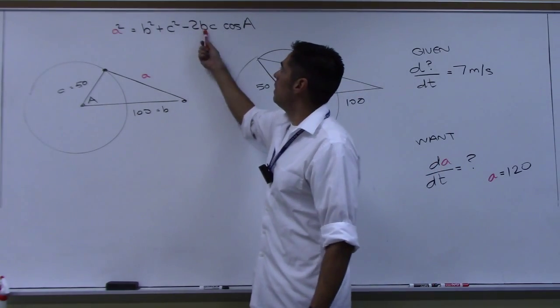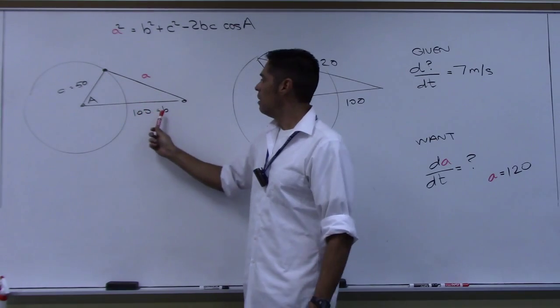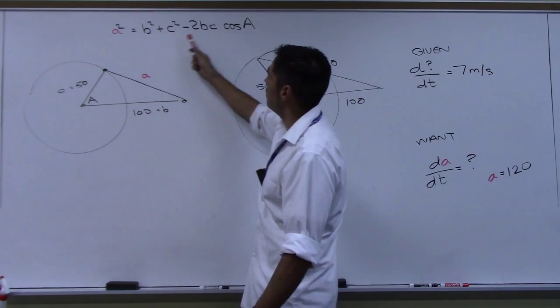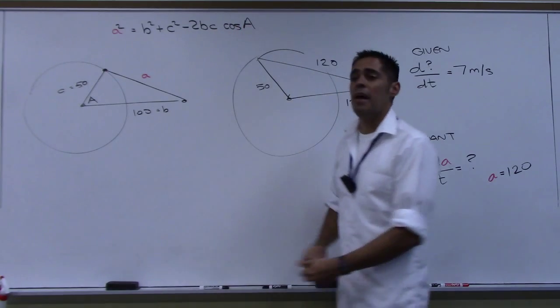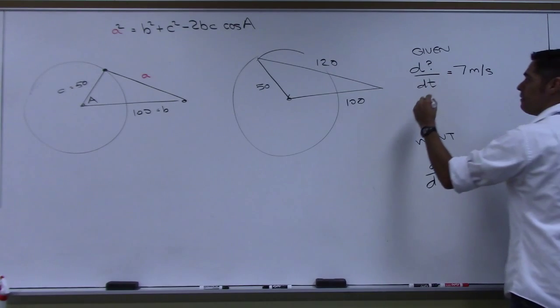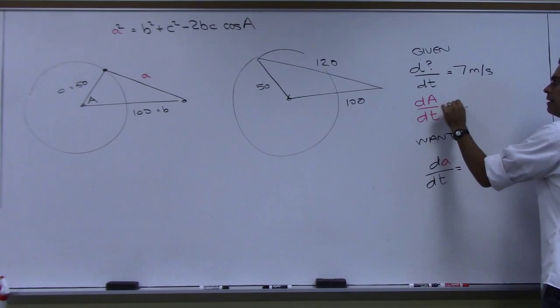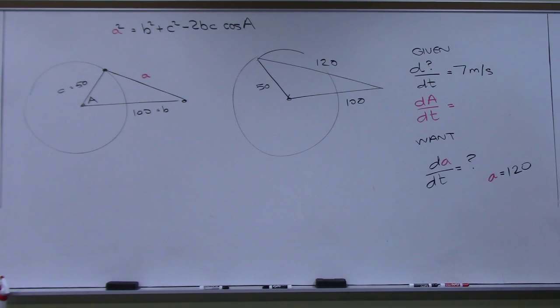B and C, these are constants, aren't they? The whole time, which is why we chose this formula. B and C are always constant, and this is a constant sitting in front of cosine of A. So if I'm going to use that formula, what other d-something-dt am I going to need? d theta? Or d capital A dt? I'm going to need d capital A dt to be my given. So my question to you is, do you know that?